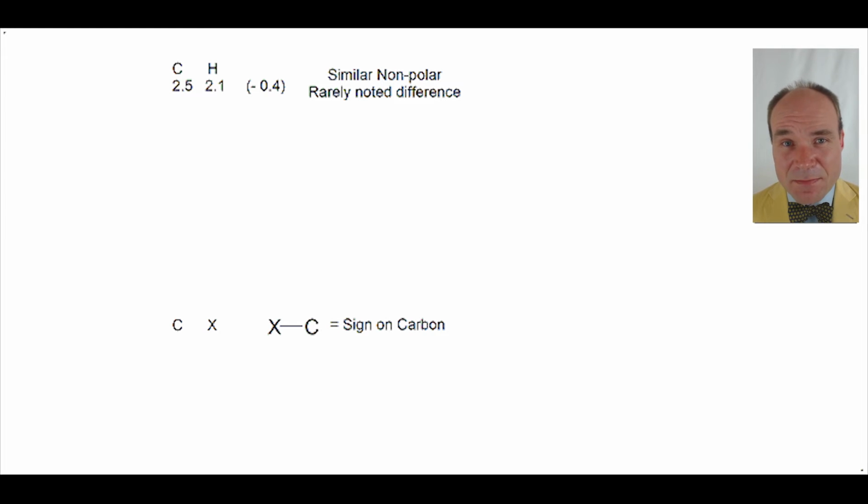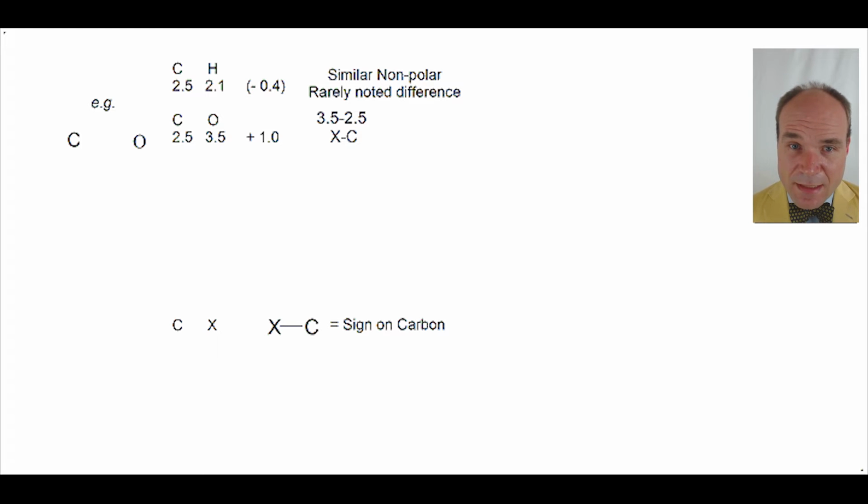Let's look at our next example of an X element. And this is going to be oxygen. Things change here. So oxygen's electronegativity value is 3.5. So to do our calculation, 3.5 minus 2.5 gives us plus 1.0. So because of that plus, we now know that the delta plus is on the carbon. We can also see the magnitude is larger than the carbon-hydrogen bond. So the carbon-oxygen bond is really quite a polar covalent bond.